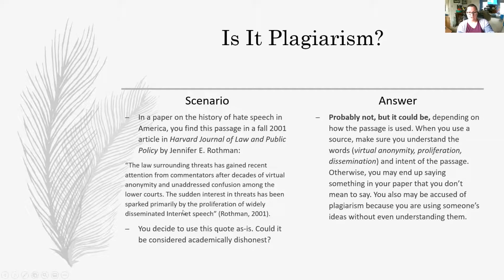So quoting it exactly word for word, right? We got quotation marks, so we're good there. We have a citation, so we're good there. So you decide to use this as is, this quote with the citation. Could it be considered academically dishonest? Could it be considered plagiarism? Not on the surface. You definitely aren't running the risk of being accused of plagiarism because you haven't cited the source or done it properly. You have the quotes, you have the citation.